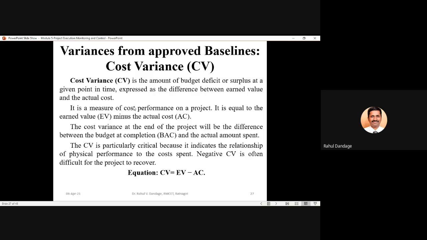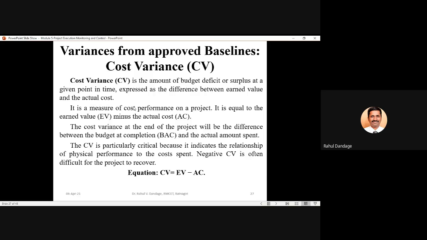The budget which was planned, which was assigned to the entire project, that will be the budget at completion, and this budget at completion minus the actual cost incurred in completion of that particular project will be the actual amount which is spent. Now this particular cost variance is a very critical parameter because it is going to indicate the relationship between physical performance and the cost which is spent.